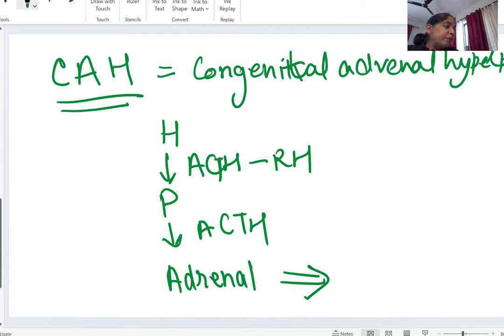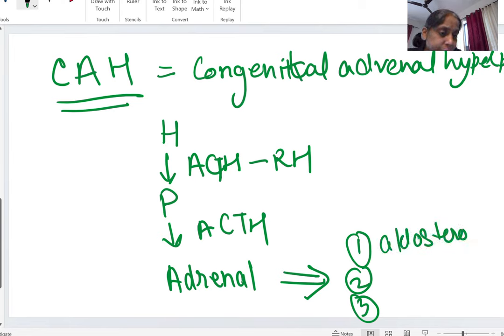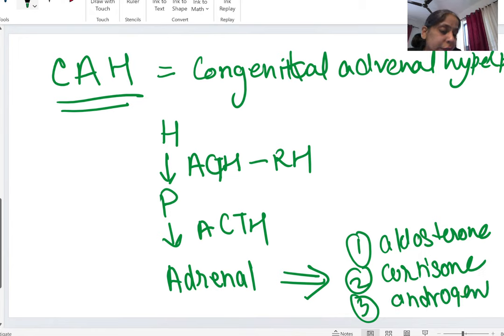Okay, so just as we have the hypothalamus pituitary ovarian axis, in a similar way we have the hypothalamus pituitary adrenal axis. From the hypothalamus, adrenocorticotropic releasing hormone is released, right? And then from the pituitary ACTH, adrenocorticotropic hormone, is released. Now this will act on the adrenal, and the adrenal makes three hormones. What are they? Write in the chat box. Aldosterone, cortisone, and androgens. Right? So these are the three hormones produced.